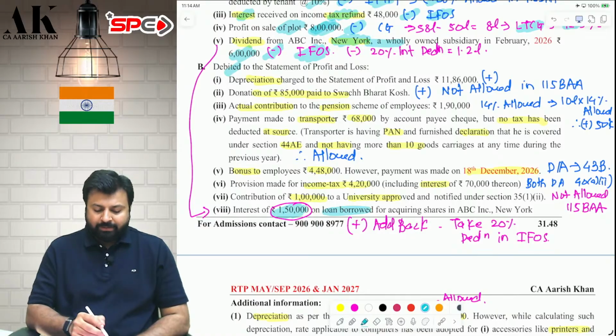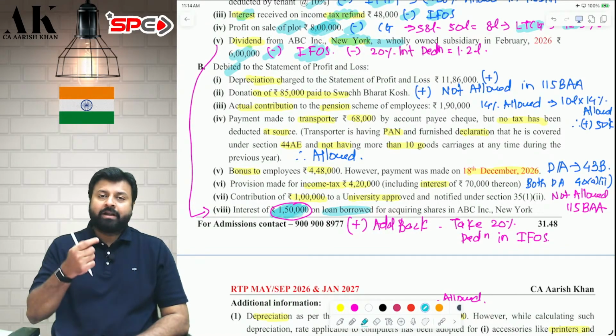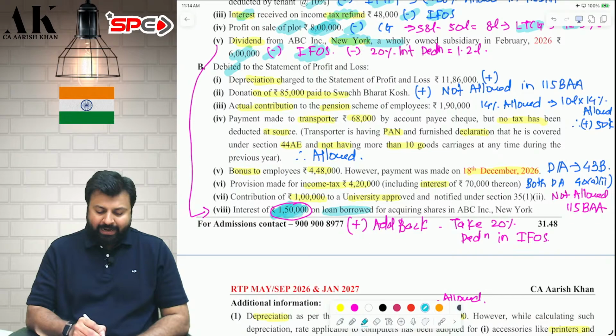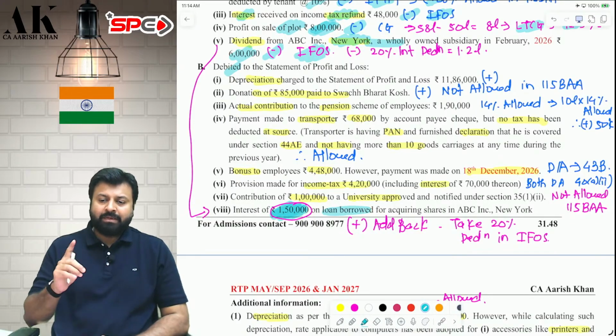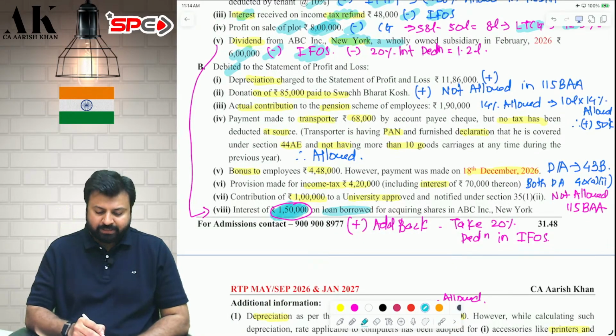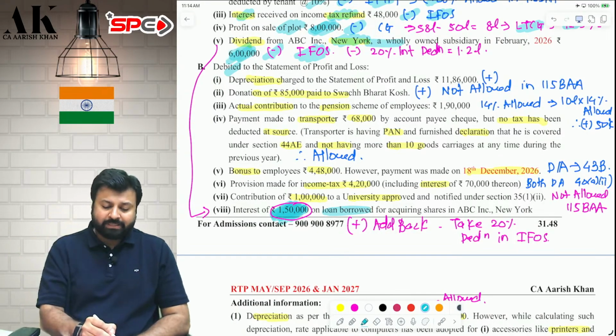Now, what is the treatment? You are paying 1,50,000 as interest. Okay, but your dividend is only 6 lakh rupees. What is 20% of 6 lakhs? You will get only 20% of 6 lakh as deduction from IFOS. That is 1,20,000 rupees you can claim. So what is the treatment? Add back 1,50,000 in PGBP and in IFOS claim 1,20,000 as deduction, because only 20% will be allowed as deduction. Again, I am saying this: 1,50,000 add back in PGBP and claim 1,20,000 as deduction under IFOS from 6 lakh rupees.